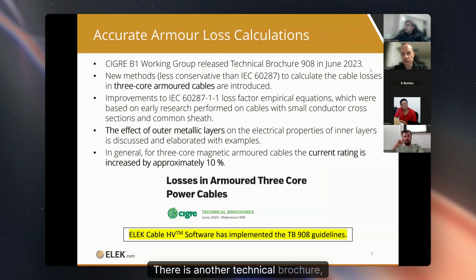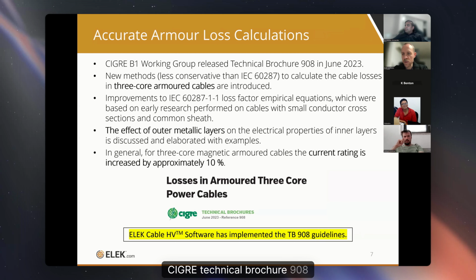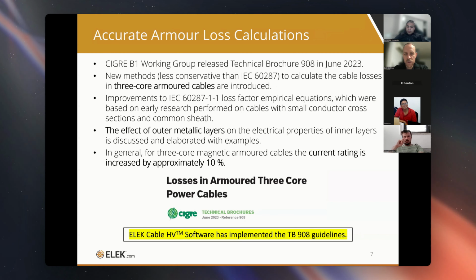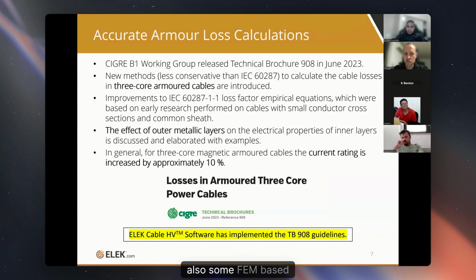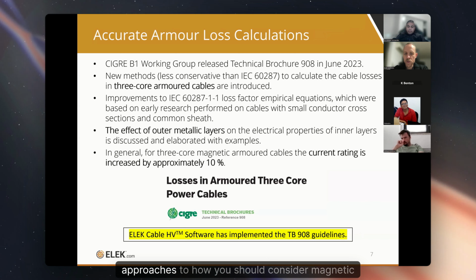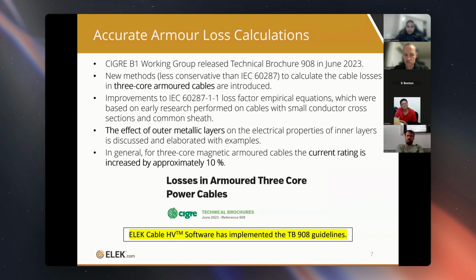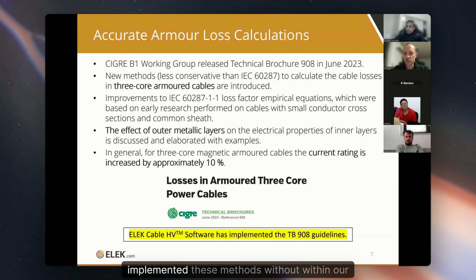There is another technical brochure, CIGRE Technical Brochure 908, released in 2023, which provides analytical equations and also some FEM-based approaches to how you should consider magnetic armor losses in 3-core armored cables. And we have implemented these methods within our software.